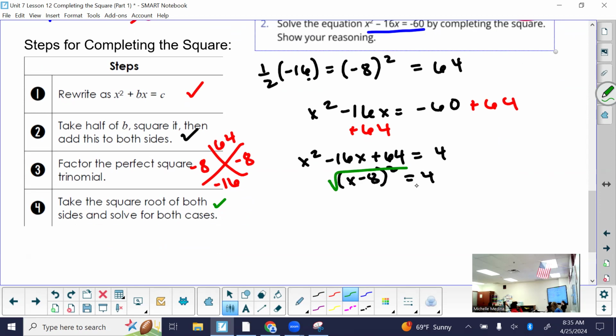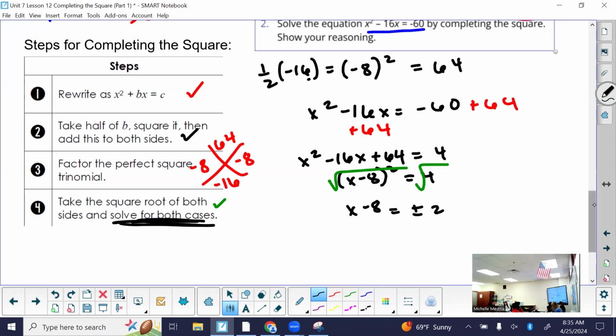Whatever you do on one side. So then I get X minus 8, because that cancels out the square. What's the square root of 4? Plus or minus 2. So remember, we have to solve for both cases. Most of the time, there are two solutions to quadratics. So this is where the two solutions come from.